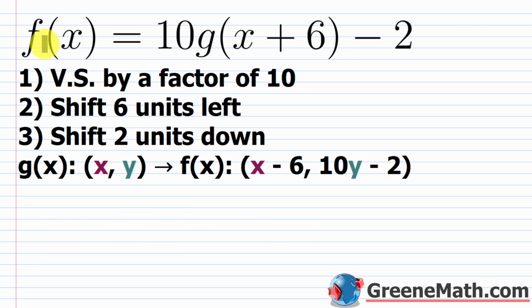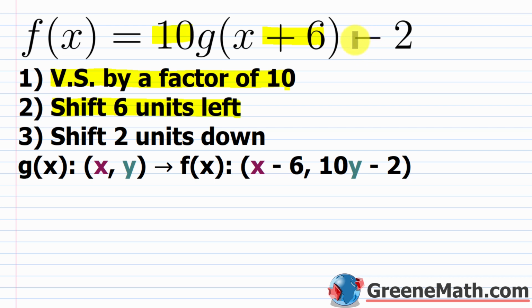So just coming down here, again, we have f of x equals 10 times g of x plus 6, and then -2. We're working left to right. So this 10 that's multiplying this guy, that's giving me a vertical stretch by a factor of 10. Then this plus 6 on the inside, remember, I have to undo things on the inside. So if I have x plus 6, I want to undo that by subtracting away 6. So that means I have a shift 6 units left.